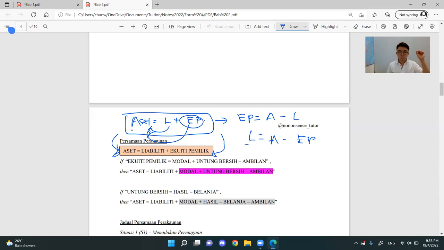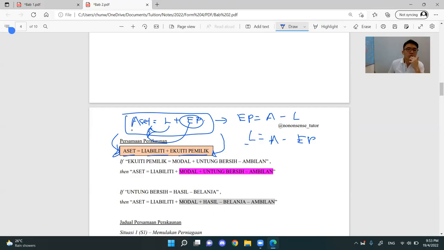All right, so make sure you memorize this formula: asset equals liability plus equity per mille. If you have finished memorizing it, just put a yes in the chat box. A equals L plus EP.